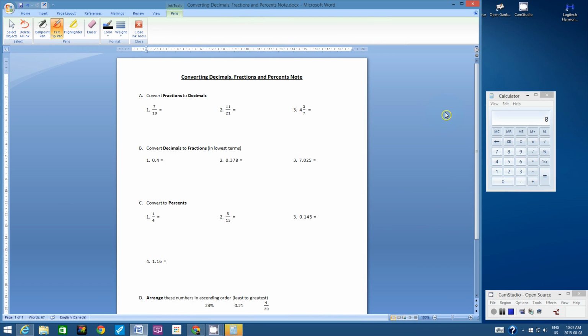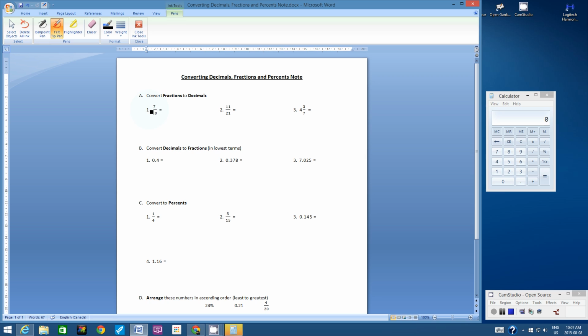Alright, so before we start, it's very important that you have your calculator out. It's really going to help. Okay, so let's begin with section A, convert fractions to decimals. We're going to start with giving you a fraction, and then I want you to convert it to a decimal. These questions are very easy as long as you remember one rule.